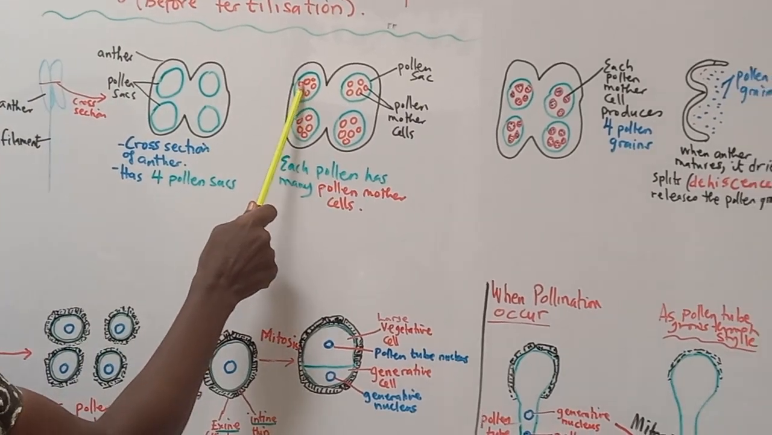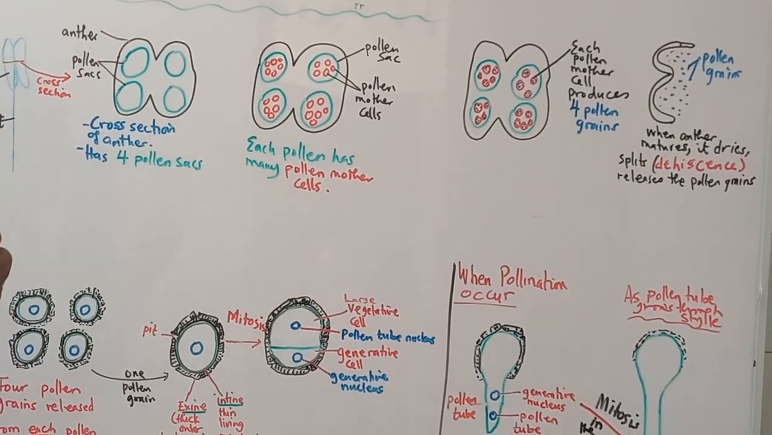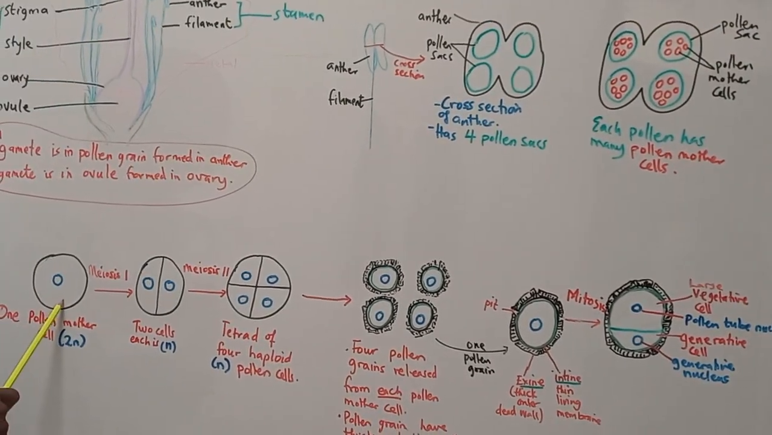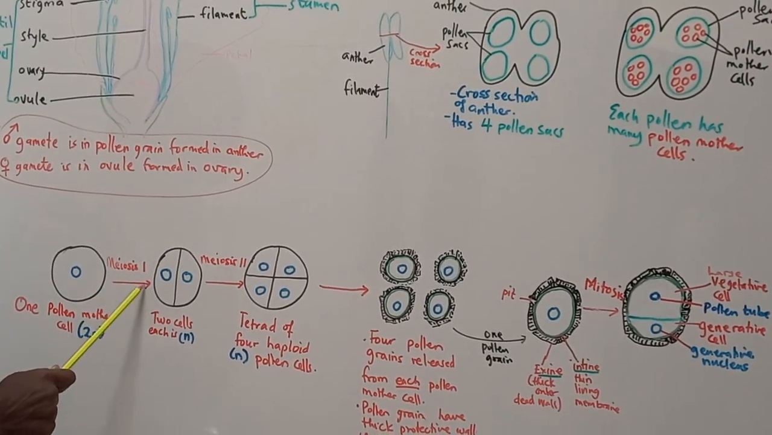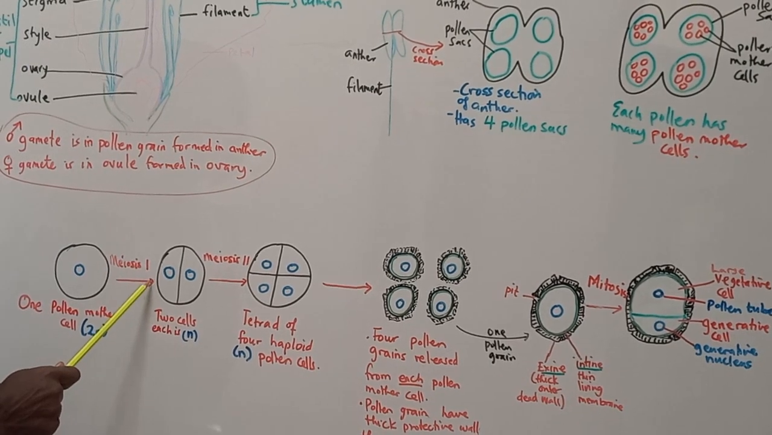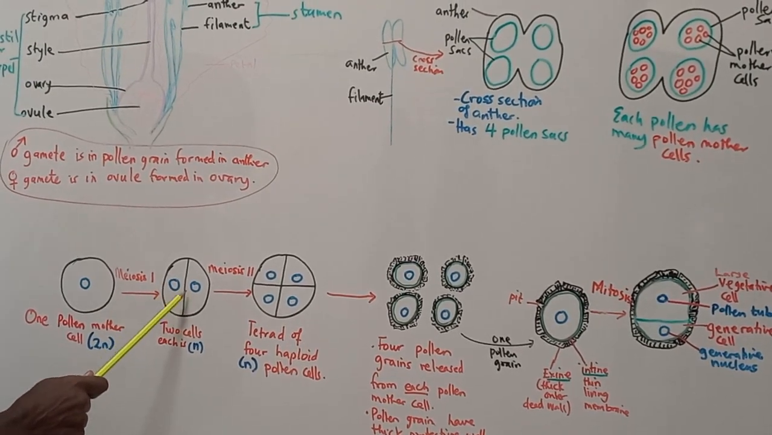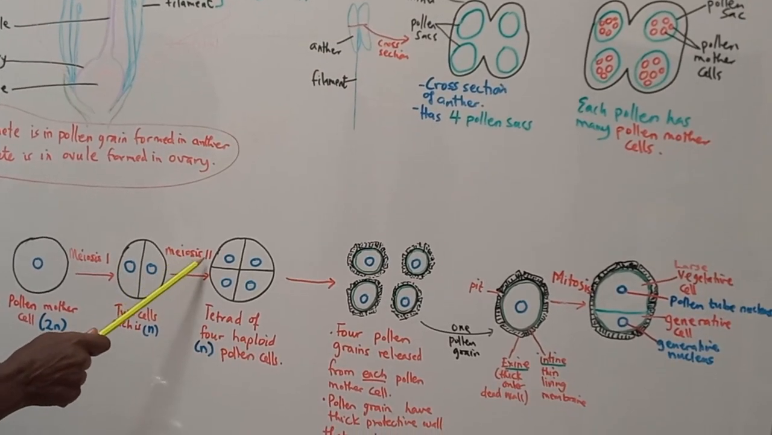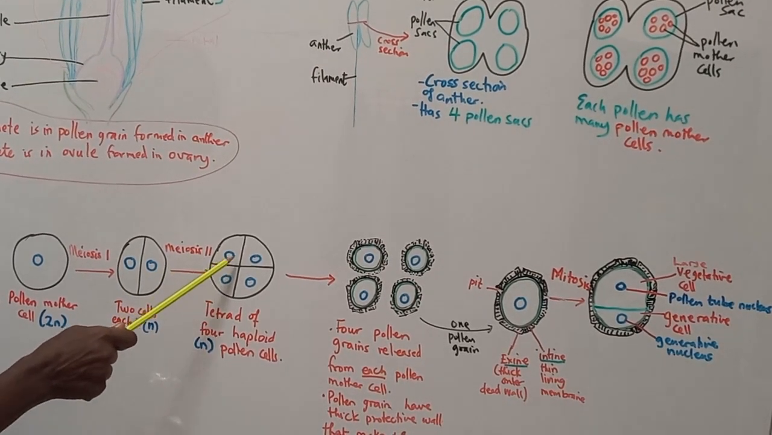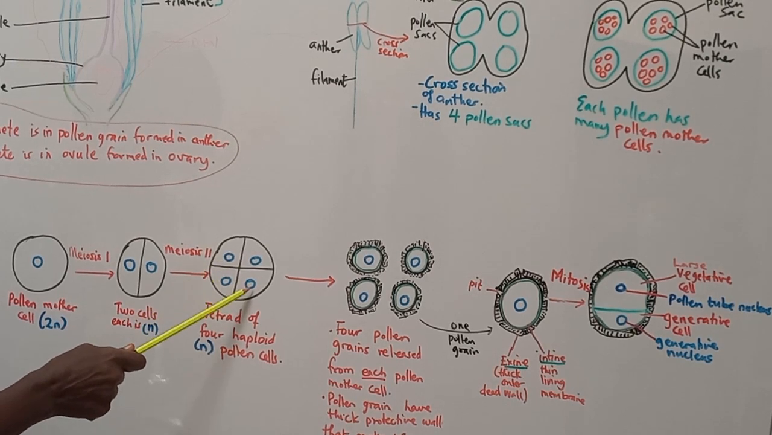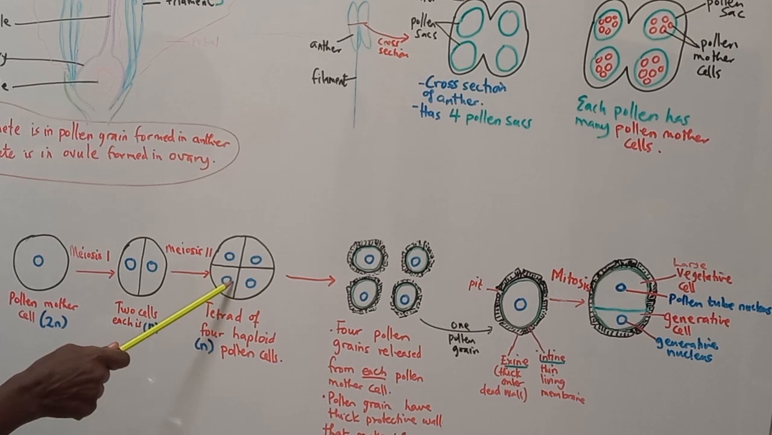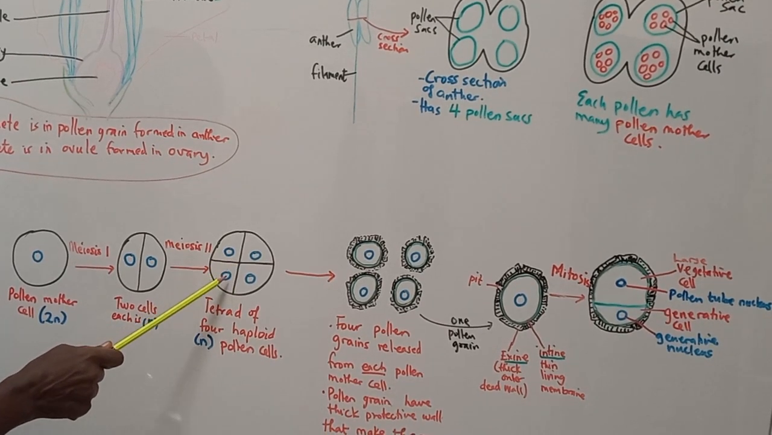Each pollen mother cell produces 4 pollen grains. Here we have one pollen mother cell, 2N, a diploid. It goes through first meiotic division to produce 2 cells. These 2 cells, each of them is haploid. Then it goes through the second meiotic stage and produces 4 haploid cells, a tetrad. They are sticking together. That's why it's called a tetrad. And each of them is a haploid.